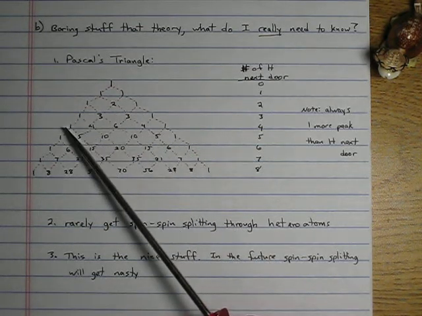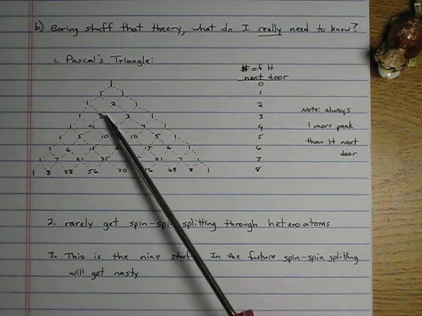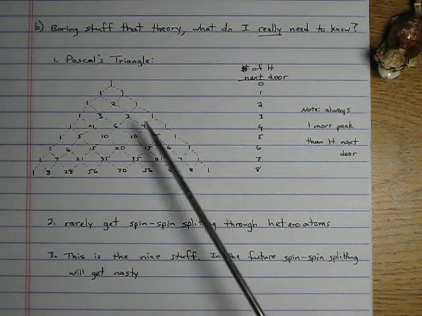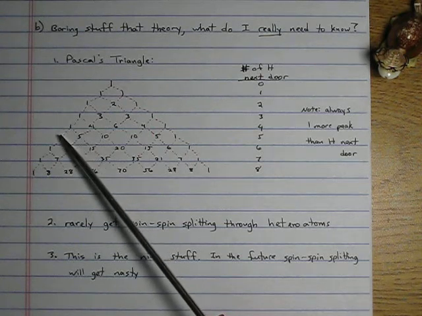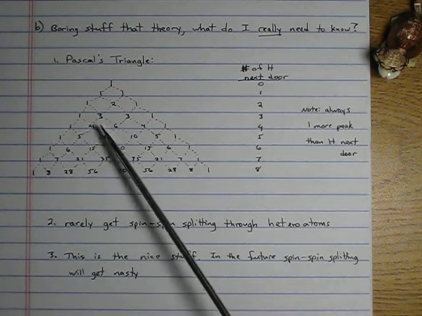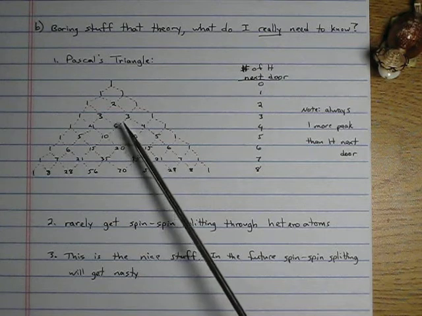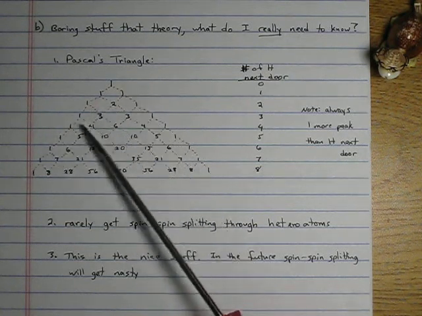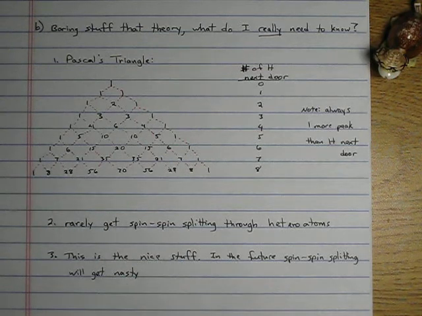Next line, the 1 comes down, 1 plus 3 is 4, 3 plus 3 is 6, 3 plus 1 is 4, and the 1 comes down. Next line, 1 comes down, 1 plus 4 is 5, 4 plus 6 is 10, 6 plus 4 is 10, 4 plus 1 is 5. So that's how you make Pascal's triangle. And we could just keep going on with it if we wanted to. We don't, but we could.